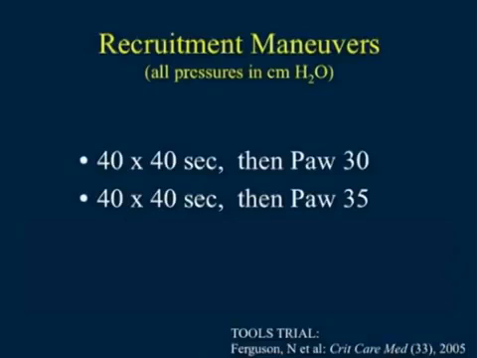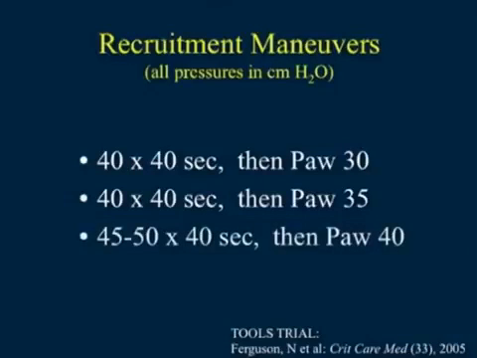And after 20 minutes, if we don't see a significant improvement in oxygenation as well, then we may proceed to a third recruitment maneuver, which usually is between a pressure of 45 to 50 for 40 seconds. But instead of coming back down to a pressure of 35, we stop at 40 and leave that there because that's the recruitment pressure that we require for it.